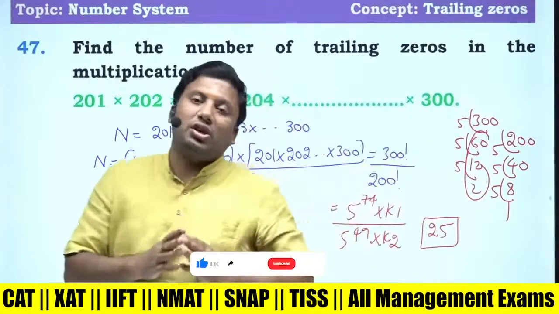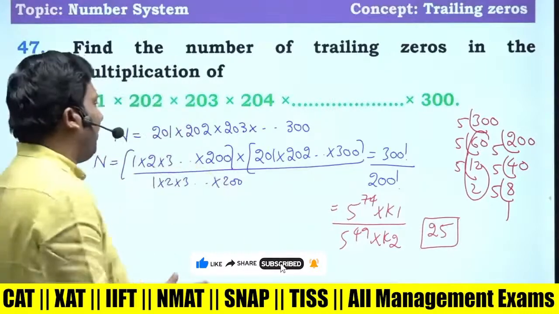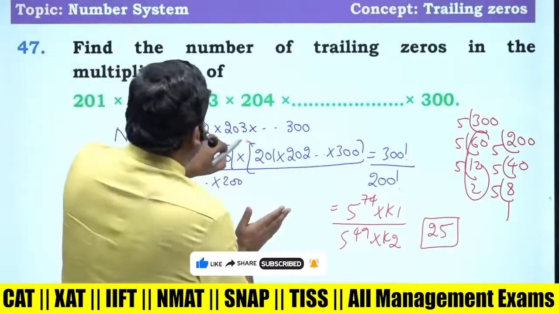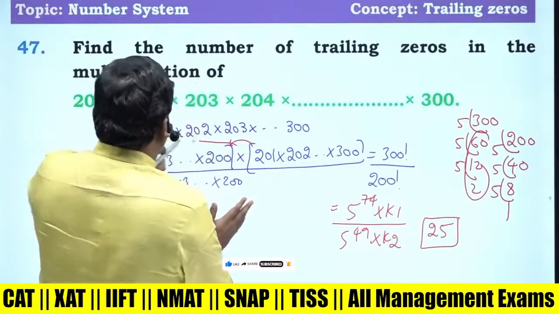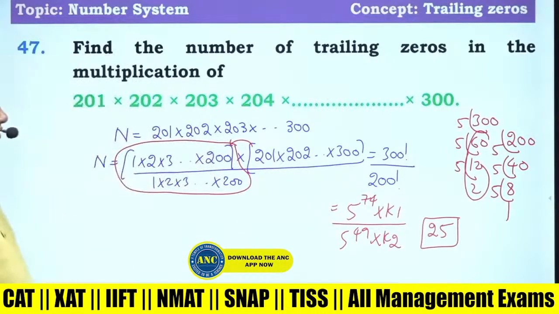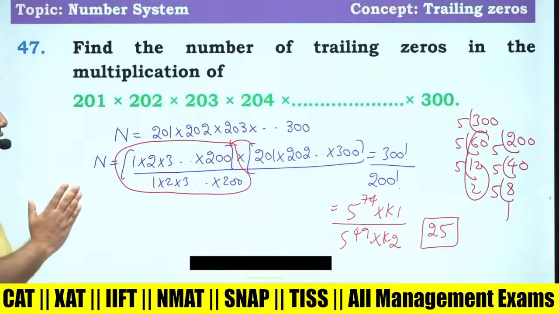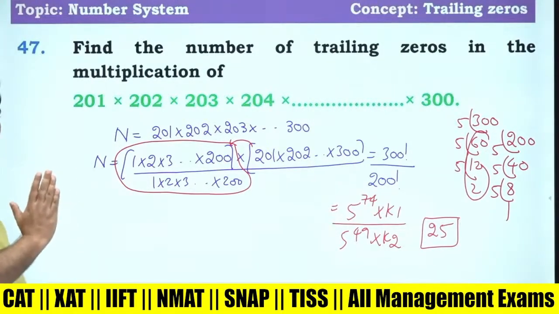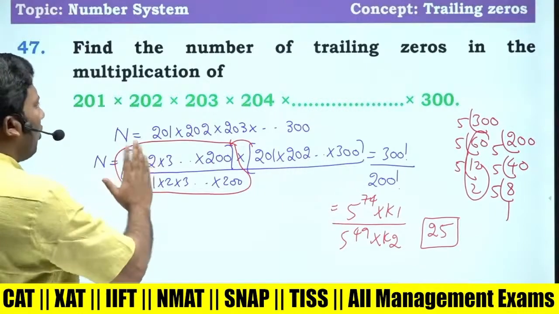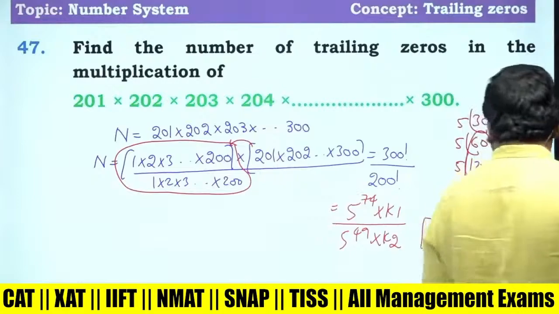If the question is not in factorial format, make it into factorial format. How to make it into factorial? Multiply the numerator and denominator by that number which will result in factorials in the numerator and denominator. Very good question. I hope you understood how to solve the problems if the factorials are not given.